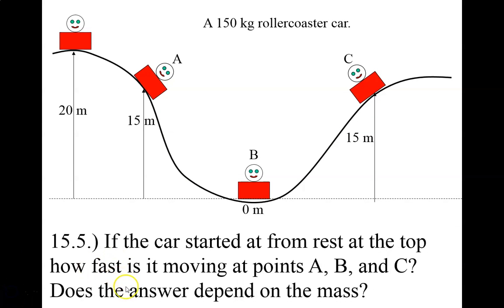So here we've got a roller coaster. It starts out at an initial elevation of 20 meters, rolls down to 15 meters, then reaches the quote-unquote bottom at 0 meters, and then rolls back up to 15 meters. This is a frictionless roller coaster, and the question is, how fast is it moving at points A, B, and C? I'm just going to work points A and C, and we'll just mention point B.